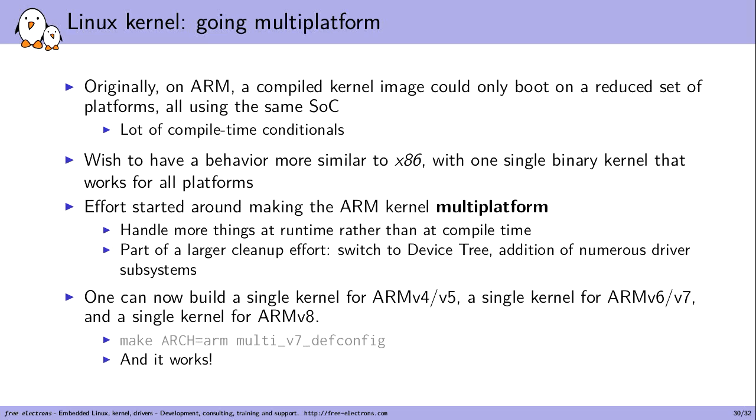So originally, when you were building an ARM kernel image, it could only boot on one given platform or a few platforms that use the same processor. But there was no way you could build a single kernel image that could boot on a Freescale-based platform and on a Texas Instruments-based platform. You had to build two separate kernel images. So if you wanted to make a Linux distribution that installs on all ARM platforms, it was a nightmare. You had to build tens of different kernel images, not manageable.